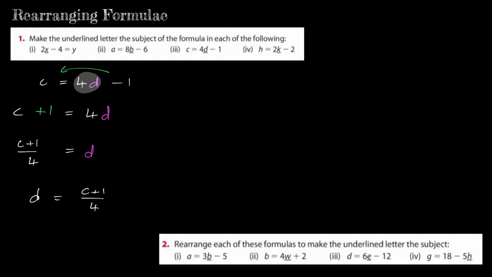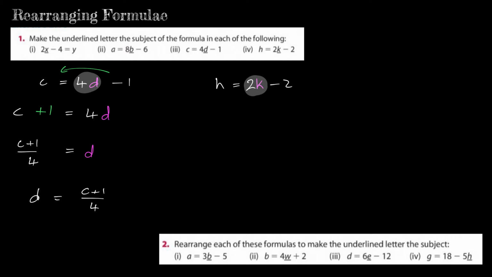We'll just get part 4 done there, and then we'll be finished with that. We'll move on to slightly more challenging ones. So H is equal to 2K minus 2. Now, in this one, I want to get the K's by themselves.